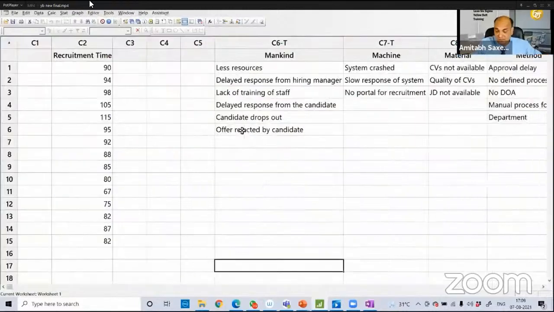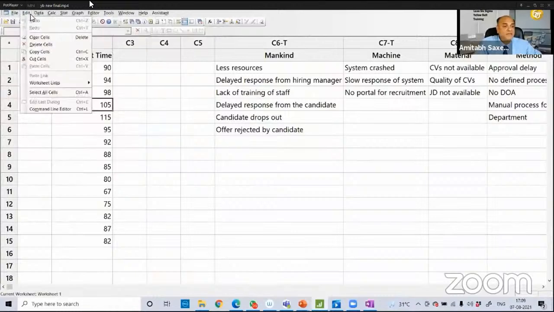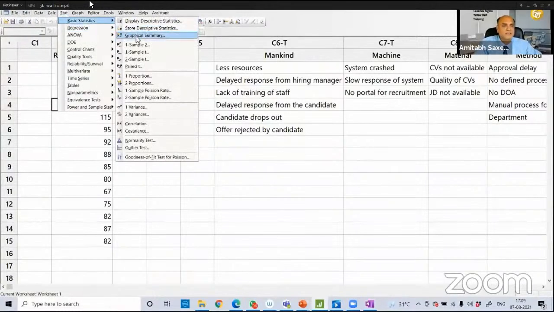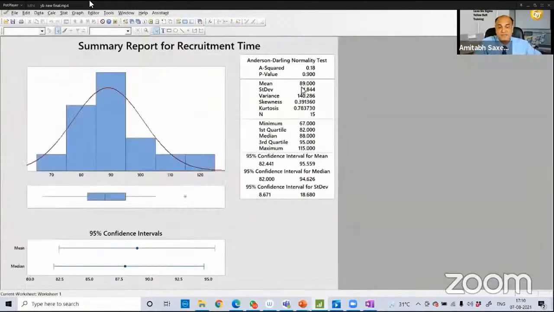Those who are green belts and black belts, I see some of my certified green belts here. Okay, it doesn't matter. Always good to revise things. In green belt, we give you this software. This is Minitab software. You can also download a demo version from minitab.com. Here, I can very easily calculate the average and standard deviation. The average recruitment time in this company is around 90 days, and the standard deviation is around 11 days.